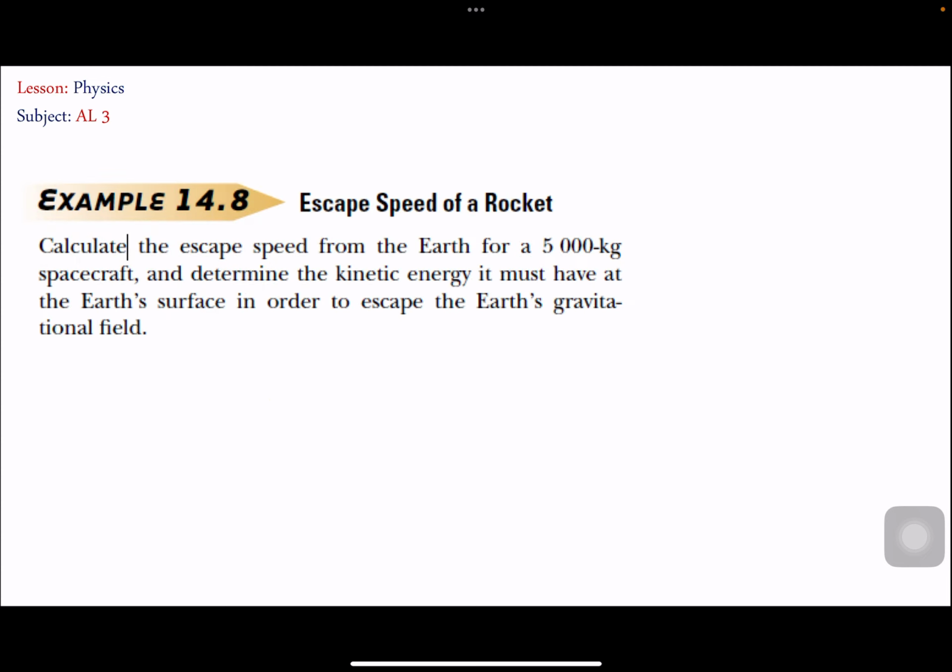Now that is a very easy question. I'll leave it to your own. I hope that you can calculate. The mass of the satellite or spacecraft is given. It's not important, 5 times 10 to the power 3 kilograms. Now you have to find the escape speed.